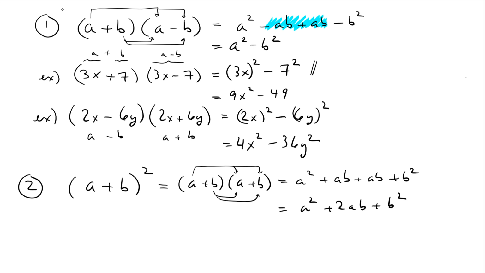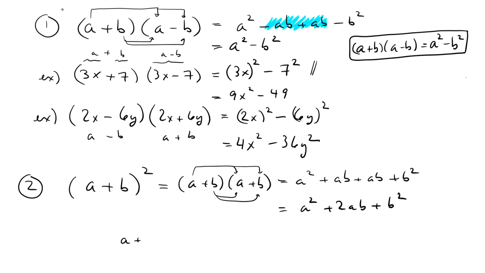So that's also something to remember. Oh, I noticed now that I should have framed my first identity. Let's write it here. So a plus b times a minus b is a squared minus b squared. So that's the first identity to remember. And here's the next one. A plus b squared is a squared plus 2ab plus b squared.